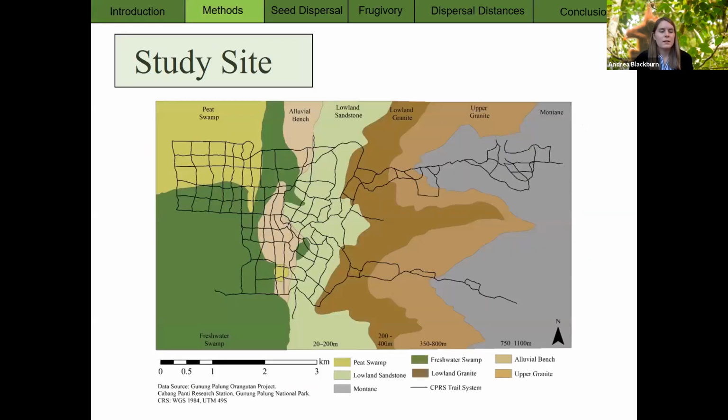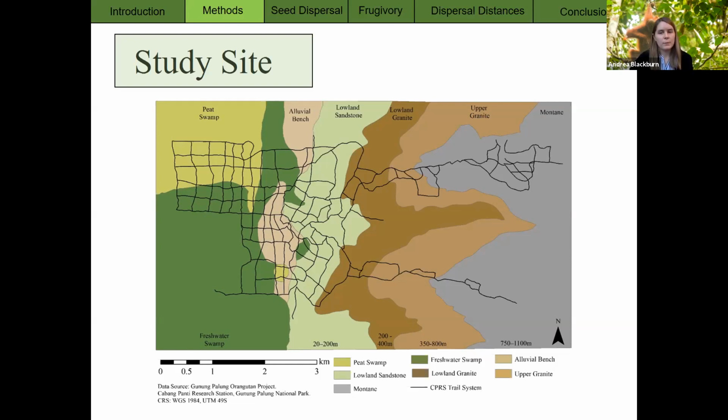Our study site is the Cabang Panti Research Station in Gunung Palung National Park, West Kalimantan, Indonesia. The map pictured here of the study site shows the trail system and the different habitat types. There are at least 7 distinct habitat types within the study area, and each habitat type is unique in forest structure, plant composition, soil type, phenology, and elevation. Orangutans were rarely followed in the habitat types in the upper elevations, particularly the lowland granite, upper granite, and montane, and orangutans were followed until about 250 meters outside of the trail system.